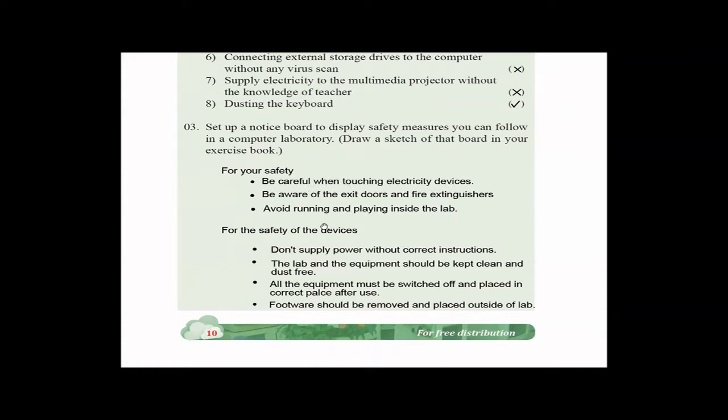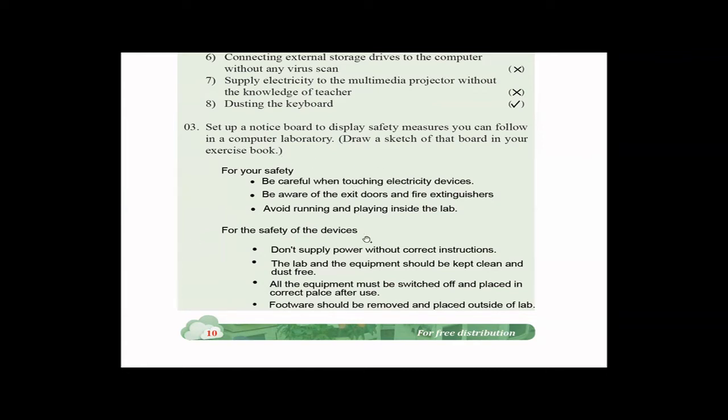Don't play or run inside the lab, right? You should be aware of the exit doors and fire extinguishers, where they are placed, because in an emergency it is very useful, right? And never use a lift when there is a fire, right? So these are good things for your safety.